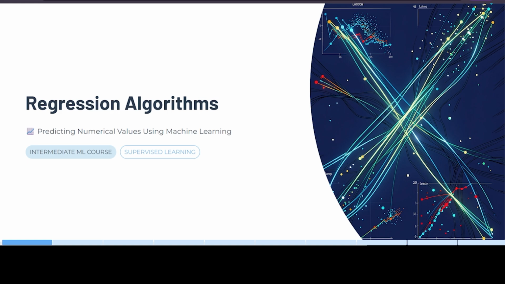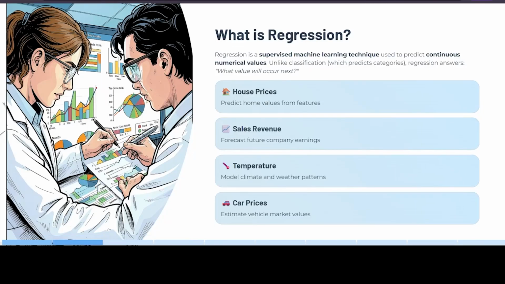So in today's session we are going to understand regression in the easiest way possible. So without any delay, we will start the session. First we are going to learn what is regression. Before we learn the algorithm, let's first understand what regression actually means.